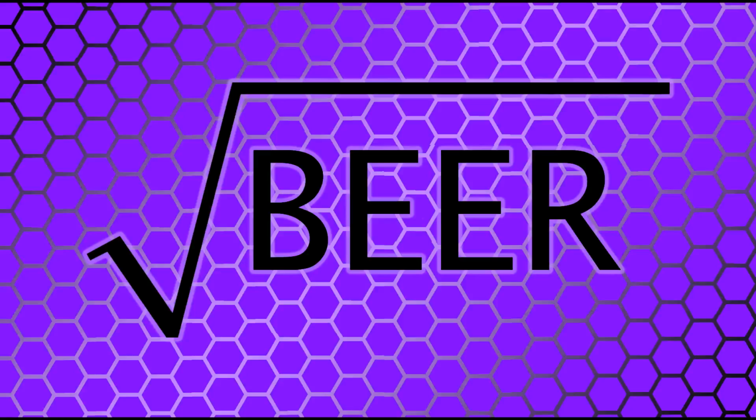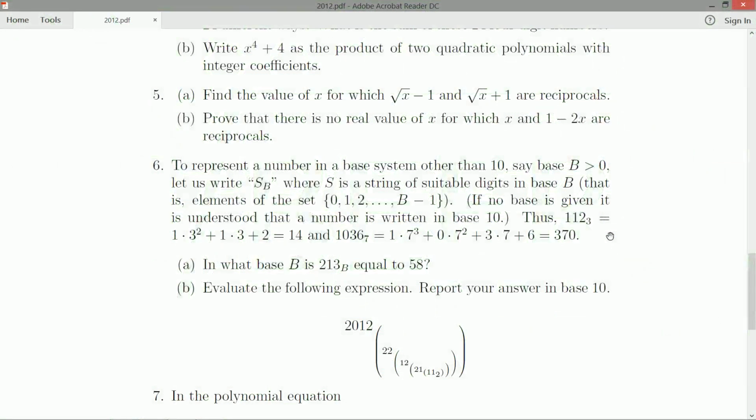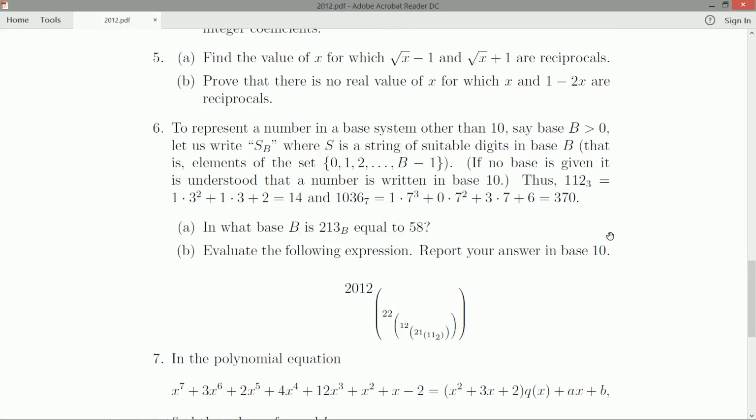We're looking now at question number 6 on the 2012 MMC, or Manitoba Math Contest, put out by those wonderful folks at the University of Manitoba. Question 6 says, to represent a number in a base system other than 10, say base b, where b is greater than 0, we write s with a little b here, where s is a string of suitable digits in base b. So these numbers can only be from 0 up to b minus 1.